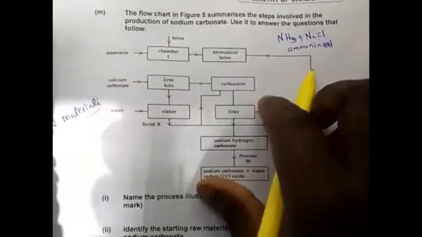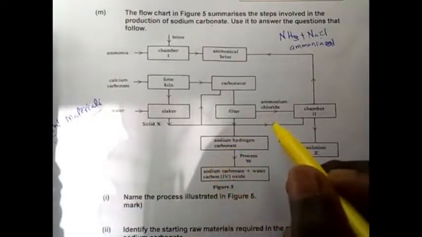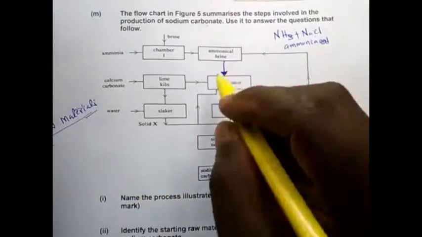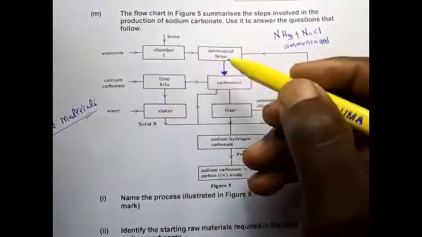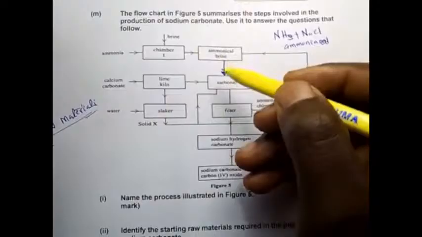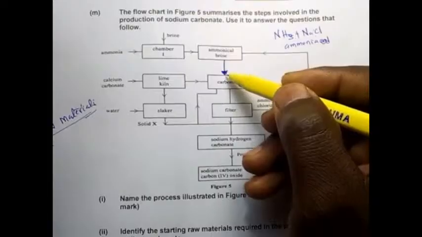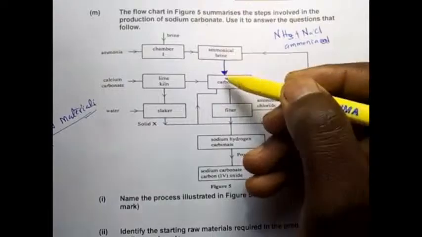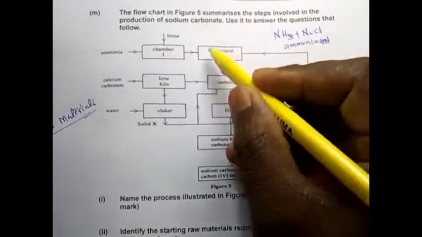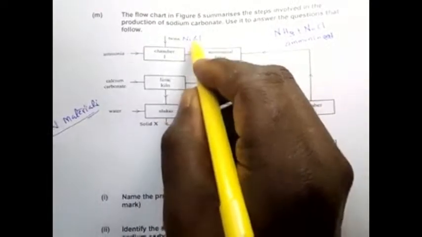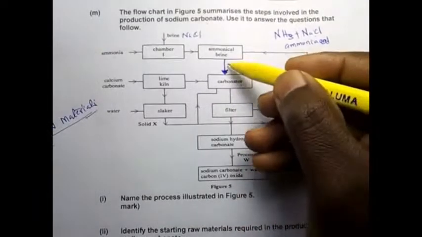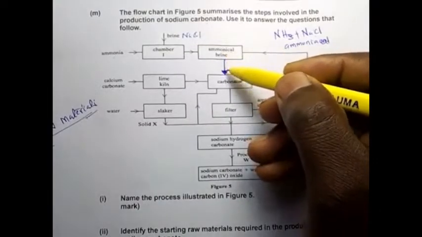When you have a diagram like this, you look at where the process begins. If the name is not given, you should see the arrow pointing to the chamber where the ammoniacal brine is entering. That one is obviously the carbonator, because ammoniacal brine is concentrated sodium chloride mixed with ammonia. Very important to note: where the brine is entering, that one is the carbonator.